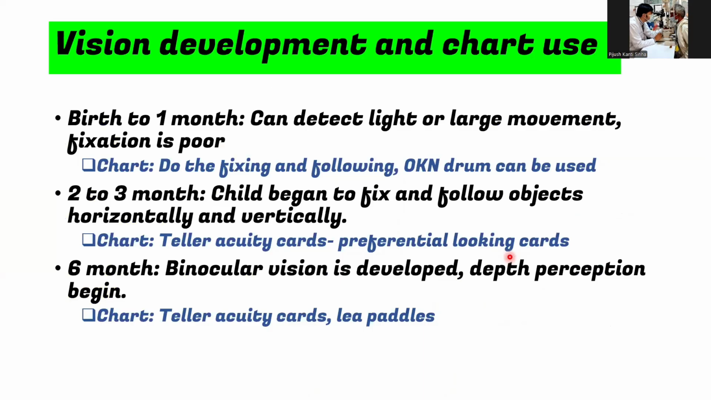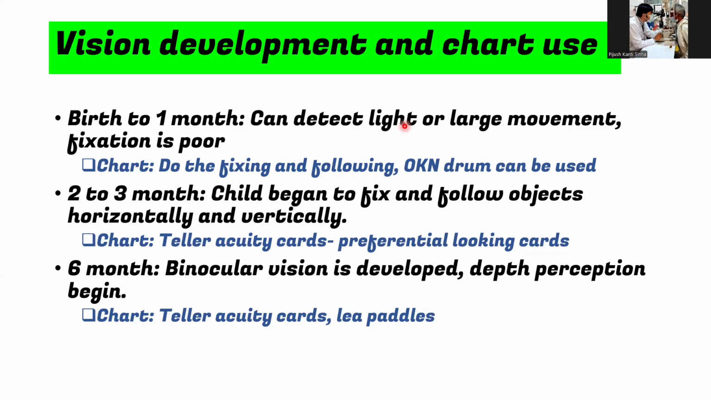So here, vision development and charts: which chart is used here? At birth, babies mainly detect light and large movement, but their fixation is still very poor. You will notice they don't really focus on faces, etc. They just respond to light or motion around them. So at this stage, we usually observe fixation following behavior.